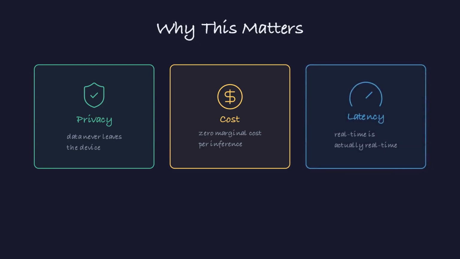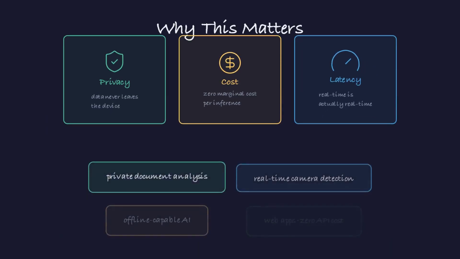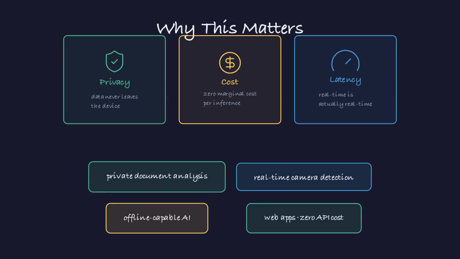Latency. A cloud round trip adds 100 to 500 milliseconds. On-device, at up to 60 times CPU speed, real-time actually means real-time. This unlocks private document analysis, real-time camera detection, offline AI, and web apps with zero API cost.